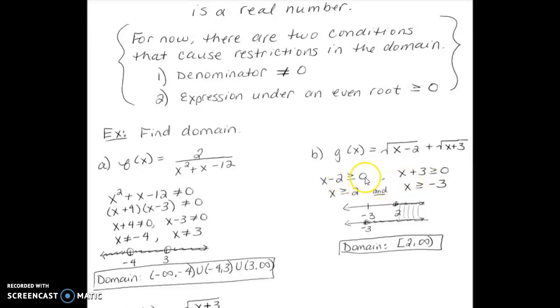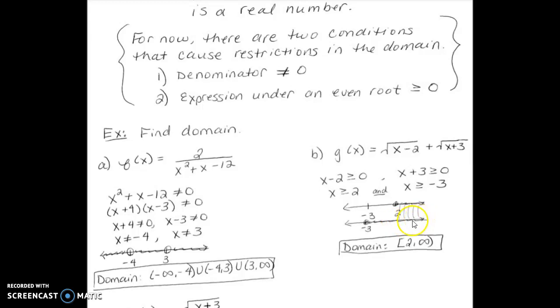Solving the first inequality means you add 2 to both sides, so you get x greater than or equal to 2. And in the second inequality, x must be greater than or equal to negative 3 if you subtract the 3 from both sides. So on our number line, x values must be greater than or equal to 2, meaning from 2 and bigger, so this piece of my number line. X must also be greater than or equal to negative 3, which starts back here.